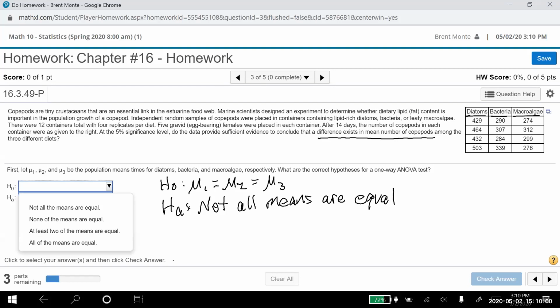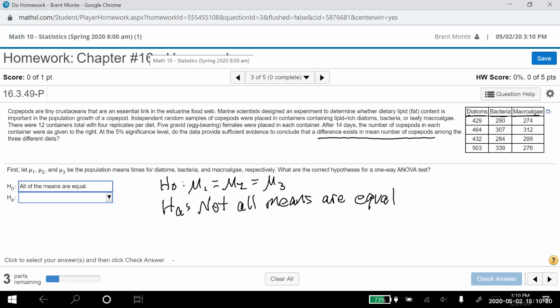So the null hypothesis, not all the means are equal. That's not a null hypothesis. None of the means are equal. Neither is that. At least 2 of the means are equal, or all of the means are equal. Well, notice he's using that alternative version. All of the means are equal, which we said mu1 is equal to mu2, which is equal to mu3. Those mean the same thing. So we'll select that one.